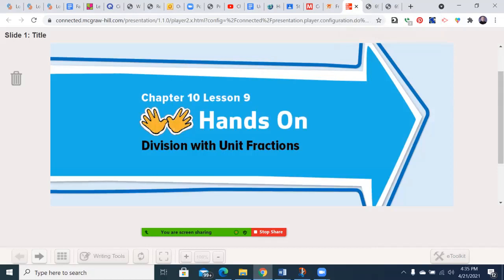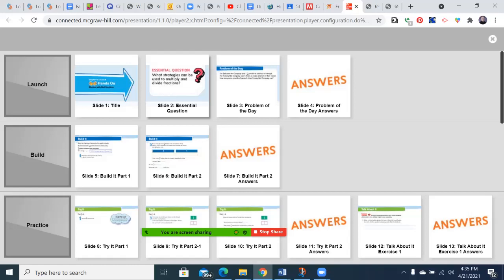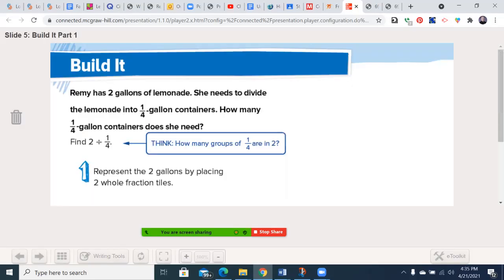Our essential question: what strategies can be used to multiply and divide fractions? Well, today we're going to talk about modeling and using fraction strips. We're going to start right in the book today. This is found on page 759. If you don't have it, you should pause the video, go get it, and then return.